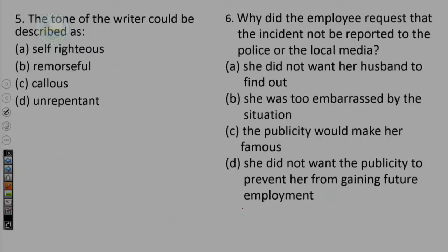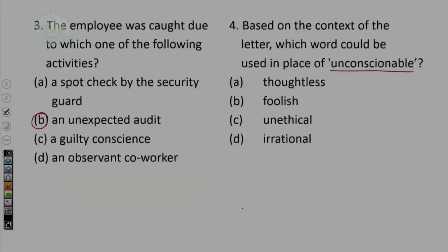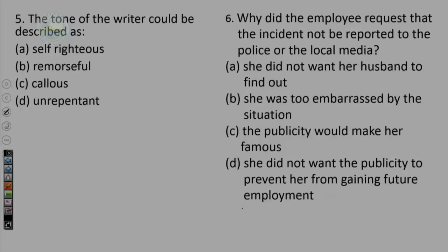A says she did not want her husband to find out. B, she was too embarrassed by the situation. C, the publicity would make her famous. Or D, she did not want the publicity to prevent her from gaining future employment. And when we go through the passage, we are seeing where she did indicate that if it is publicized, it would be difficult for her to secure another form of employment. And our answer, therefore, would be D.